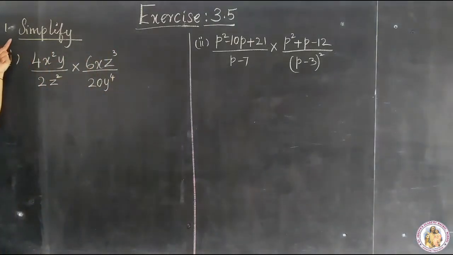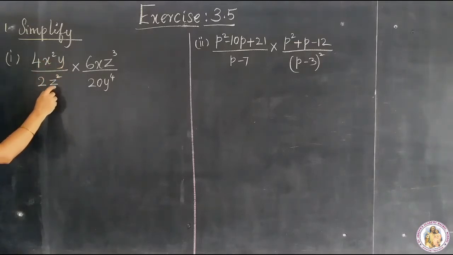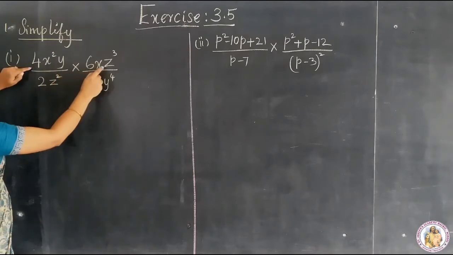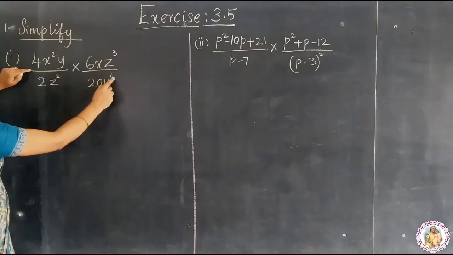Question, it is a simplified, very easy exercise, and surely you will get 2 marks from this exercise. Now let us see. First question: 4x square by y and 2z square into 6x z cube divided by 20 y to the power of 4.